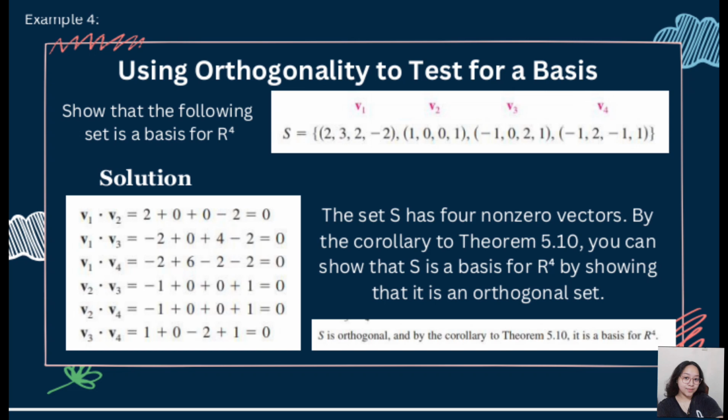By using the corollary, you can show that S is a basis for R^4 by showing that it is an orthogonal set. So, we can say that S is an orthogonal set, or linearly independent, since what we got in the inner product space is non-zero. So, we have here that S is orthogonal, and by the corollary, it is a basis for R^4.